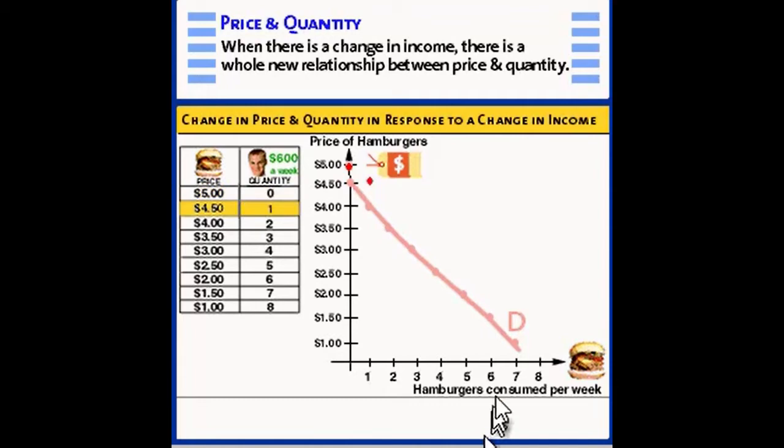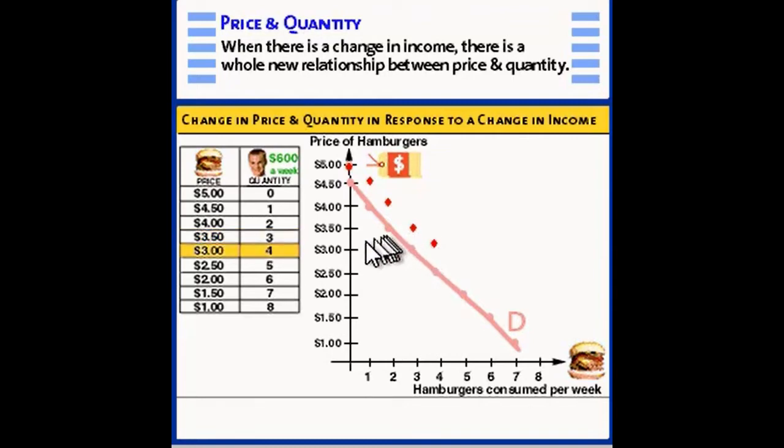At a price of $4, Bob is now buying 2 hamburgers. So we have a point like this, a combination of the price of $4 and the quantity of 2. At a price of $3.50, Bob is now buying 3 hamburgers, represented by this point, and so forth. Every time the price drops by 50 cents, Bob buys 1 more hamburger than he bought before.